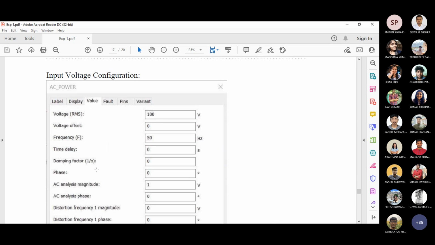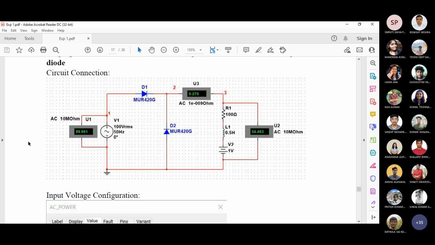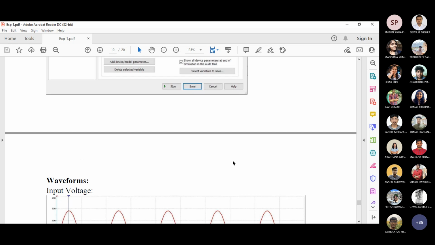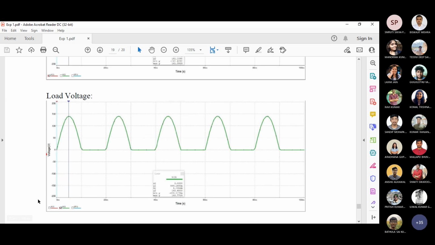And what you need to do is prepare a table. By changing the inductor value, note whether the output voltage magnitudes are the same or different, and the waveform. You can crop this waveform. This is your output voltage waveform.